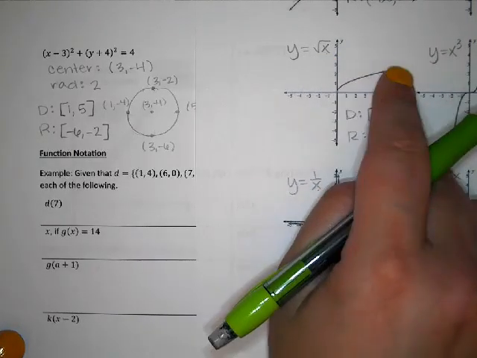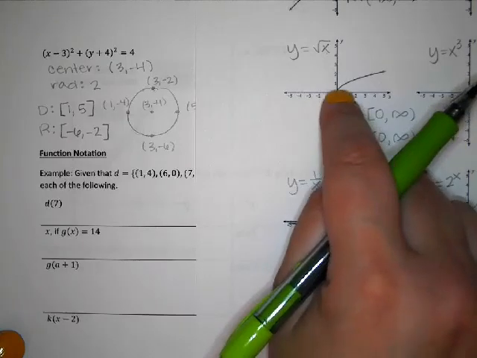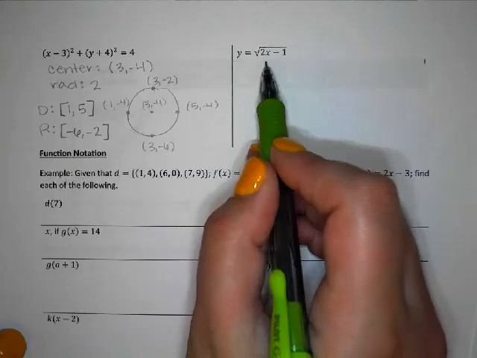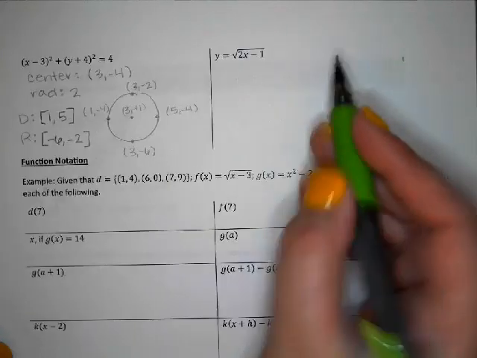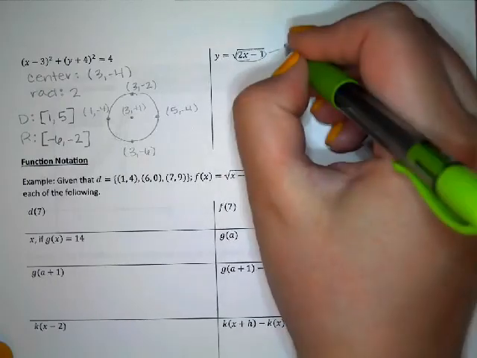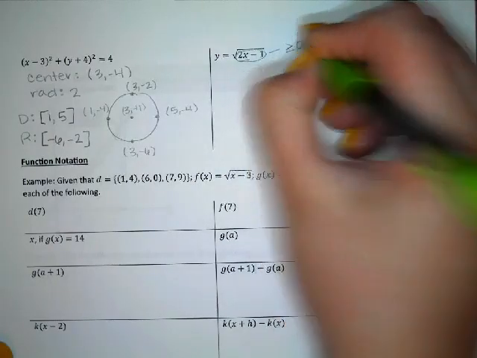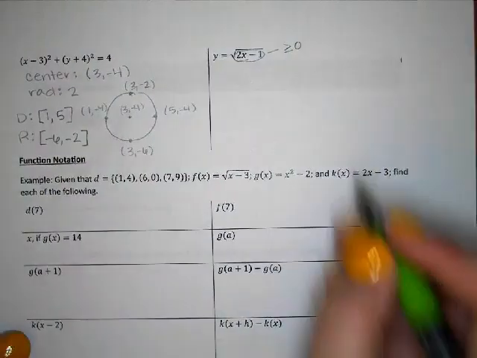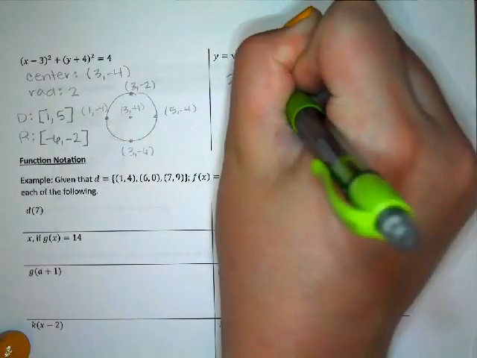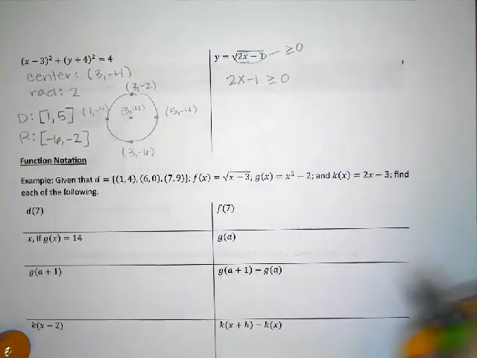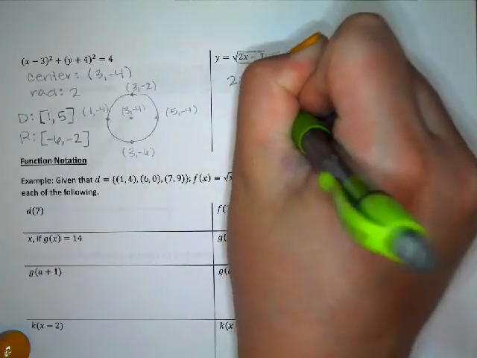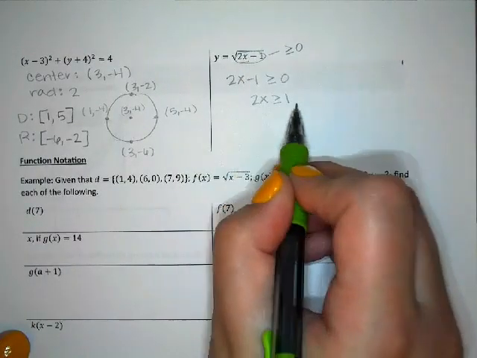Well, this example has some numbers in it, so it's not going to be at 0, 0, it's going to be somewhere else. So I just have to think about how this right here must be greater than or equal to 0. Has to be, because that's how square roots work. So I'm going to write 2x minus 1 is greater than or equal to 0, and then I'm just going to solve for x. So I'll add the 1 over to the other side, and then I'll divide by 2. So it says x is greater than or equal to 1/2.